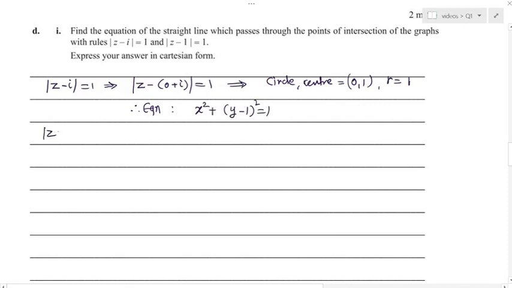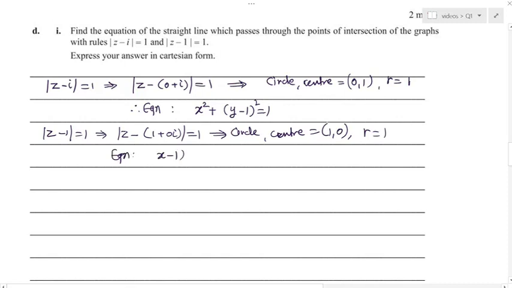Likewise, the other one is |z − 1| = 1, which tells us that |(z − 1) + 0i| = 1, and that is a circle with center (1, 0) and radius 1. Therefore the equation is (x − 1)² + y² = 1. So what we've done is that your simplest circle x² + y² = 1 has been shifted by 1 step in the positive direction. That's why we replaced x with x − 1 here.